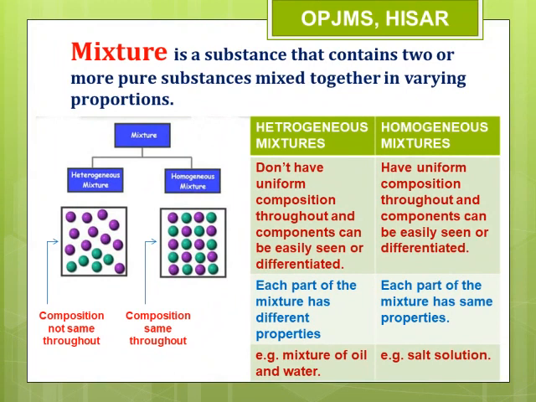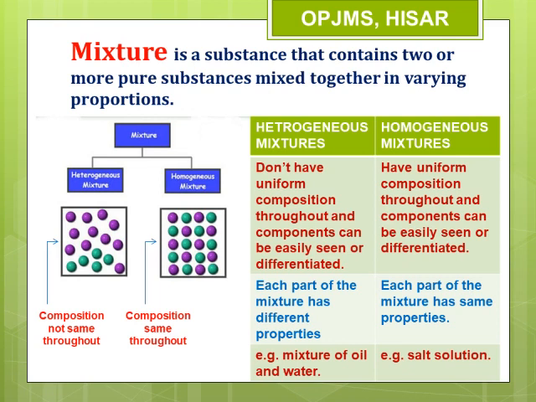Most of the things around us, like air, milk, rocks, soil, paints, seawater, etc., are mixtures. What exactly is a mixture? Do you know? A mixture is a substance that contains two or more pure substances mixed together in varying proportions. The substances which are mixed to form a mixture are known as its constituents or components.